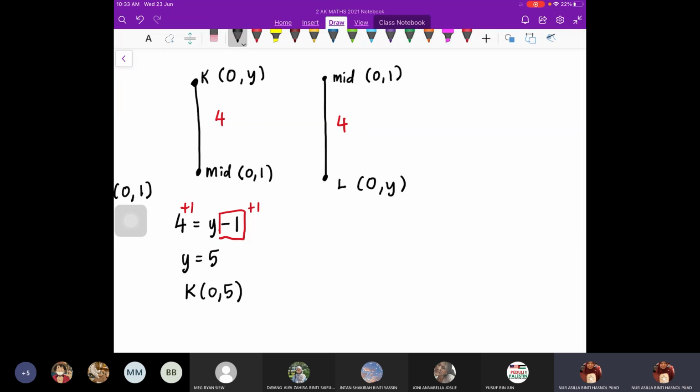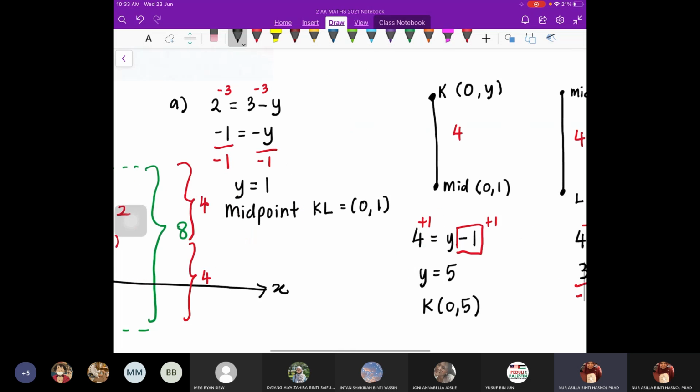Okay. So untuk midpoint pergi L, distance 4. Jadi 1 is bigger than Y. So 1 minus Y. Okay. So eliminate 1 minus 1 minus 1. So 3 equals to negative Y. Saya nak eliminate negative, bahagi dengan negative 1, bahagi dengan negative 1. So jadilah Y equals to negative 3. So coordinate for L will be 0, negative 3.